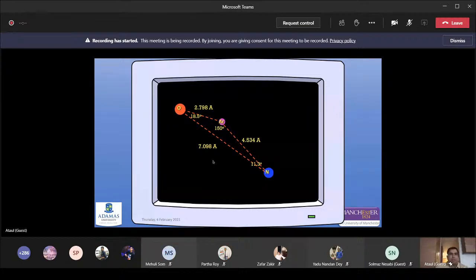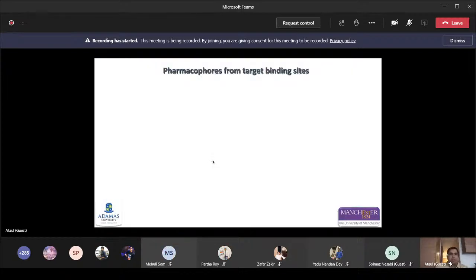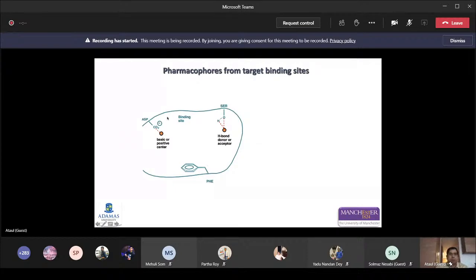We can also identify the pharmacophore model from the binding site. Suppose this is the binding site with different functional groups. We have to design a pharmacophore complementary to the available functional groups of the active site amino acids. Here we can see the basic or positive center, a hydrogen bond acceptor or maybe donor, and the aromatic ring. We take out this information, connect it, and calculate the distance and the angle. That gives you the pharmacophore model.